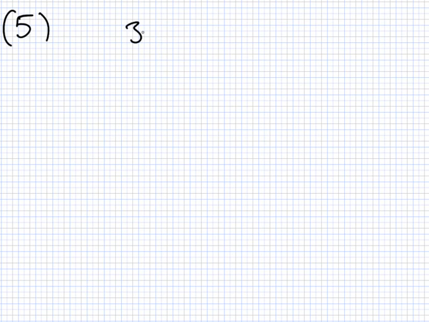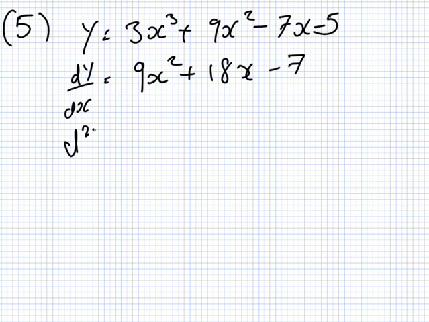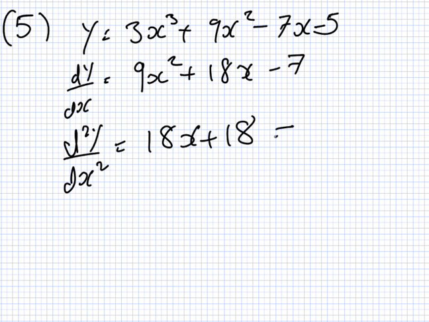Where is the inflection point for this? So if I want the inflection point, what's special about the inflection point? Let me turn my alarm off so it doesn't bother anyone. Second derivative needs to be 0. So we have the first derivative, what's that? 9x squared plus 18x minus 7. And what's the second derivative here? 18x plus 18. I want this to equal 0.